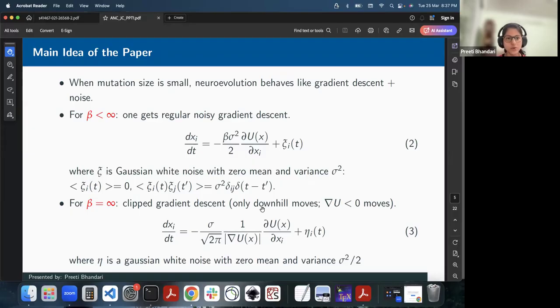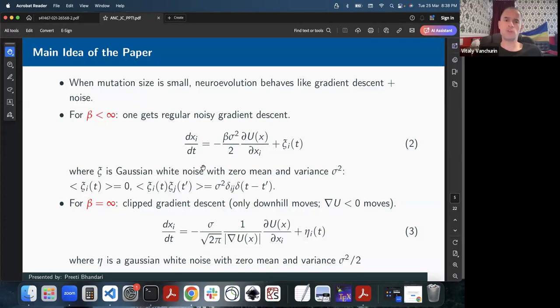So they have considered two cases. One is beta less than infinity. Another is beta equal to infinity. Beta is the inverse of temperature, so you can assume it as the finite temperature case and the zero temperature case. When beta is less than infinity, in that case, your neuroevolution leads to, you can say, a gradient descent equation plus some noise.